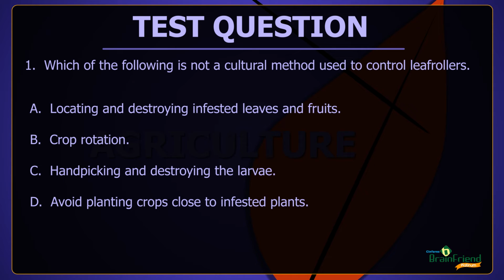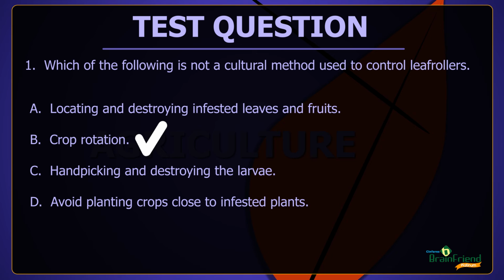Now let us take some questions to test our knowledge of our lesson so far. Question number 1. Which of the following is not a cultural method used to control leaf rollers? A. Locating and destroying infested leaves and fruits. B. Crop rotation. C. Hand-picking and destroying the larvae. Or D. Avoid planting crops close to infested plants. The correct answer is B.